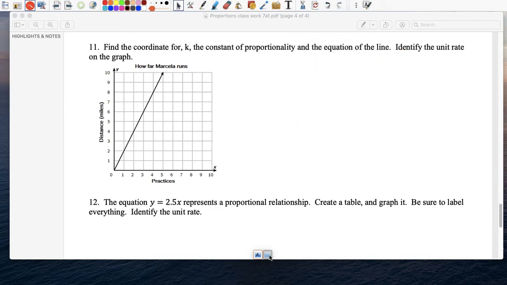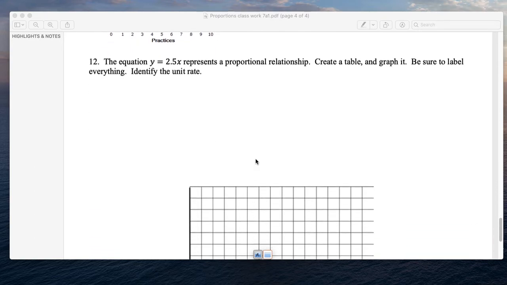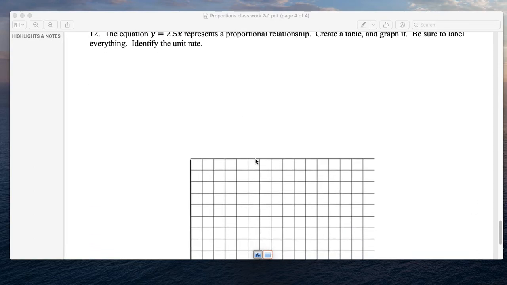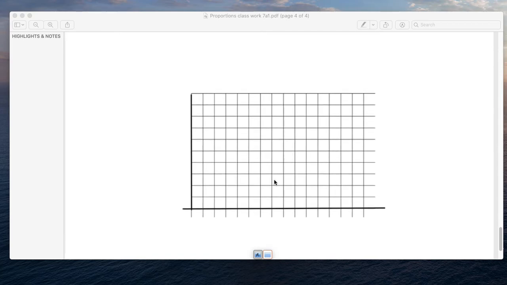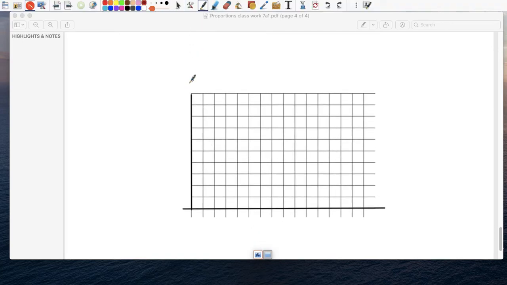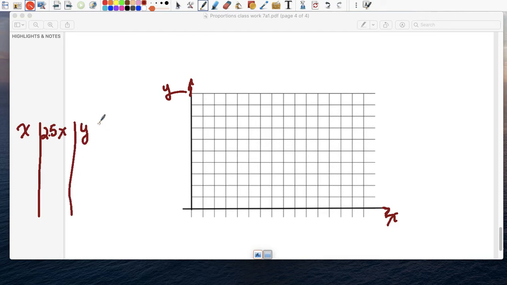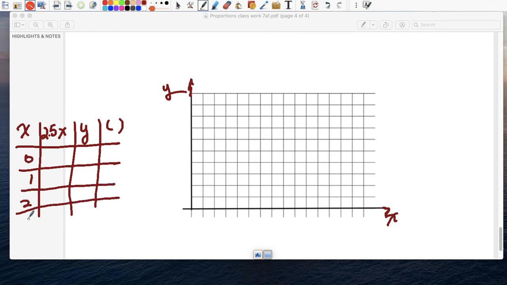Last question, I believe. The equation, okay, so we have an equation y equals 2.5x, and we want to graph it. So let's create a table first of all. Let me put the y and call this x, okay? I'm going to create a table here, so I'm going to call this x. I've got this y, and over here I'm going to put 2.5x, and I'm going to put the ordered pair. So let's pick a few points. So I pick 0, 1, 2, 3.